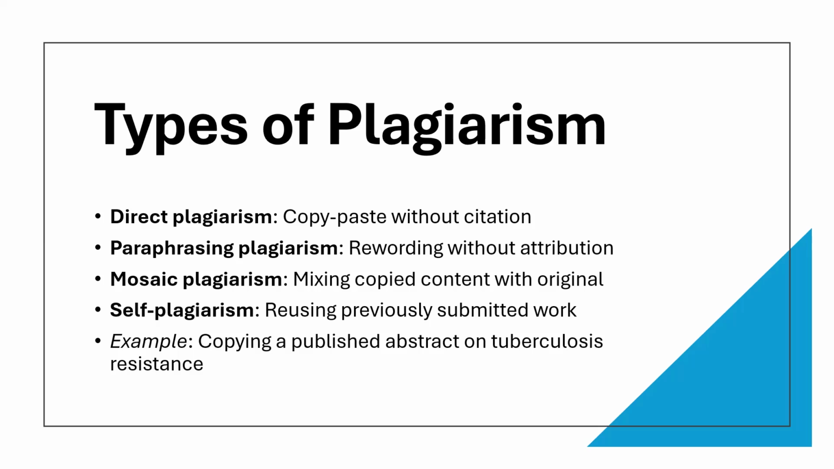And then the fourth type is self-plagiarism, which is the reusing of previously submitted work. You have previously submitted work and you reuse that particular work again. That is called self-plagiarism. For example, if we study that copying a published abstract on tuberculosis resistance and then submitting that particular abstract in your own study, this will be called plagiarism.